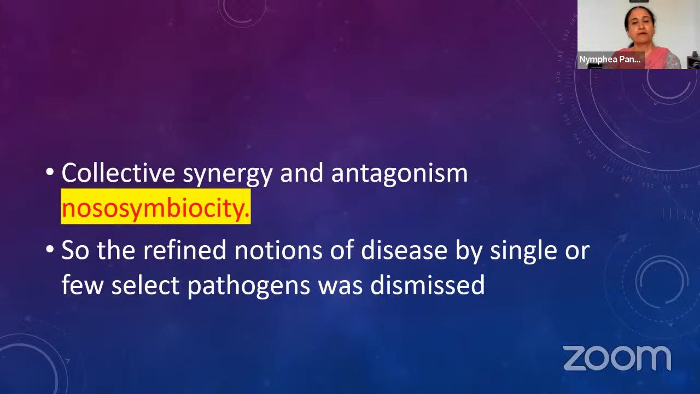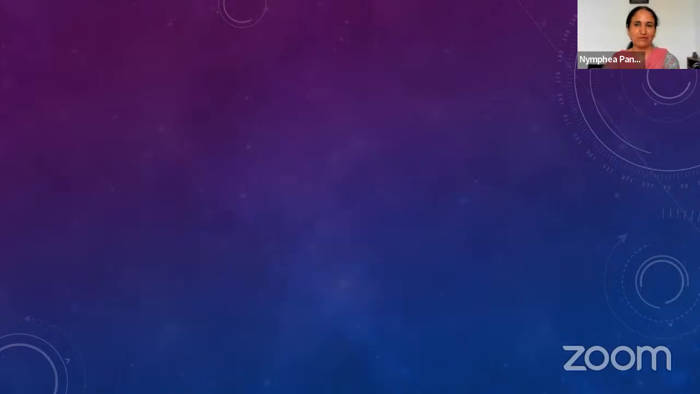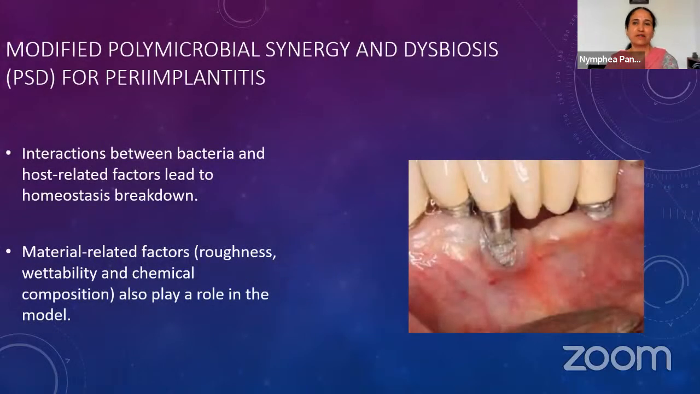So the notion that we were looking at, that one single or a few select organisms were responsible, was dismissed in this theory, and we again were saying that there are multiple organisms. Now, because we are putting in a lot of implants, we have to think about how to define the pathogenesis in peri-implantitis. So here, apart from that, there is a homeostasis breakdown in the local milieu in that portion.